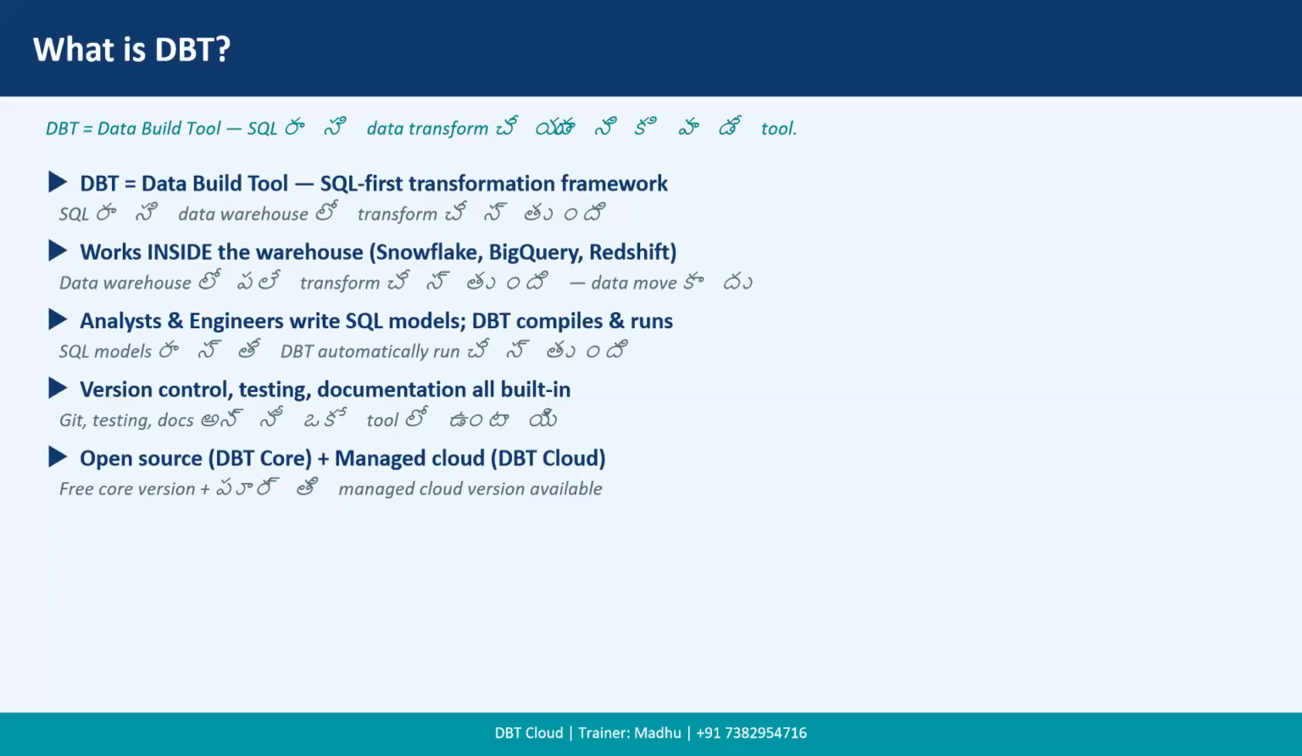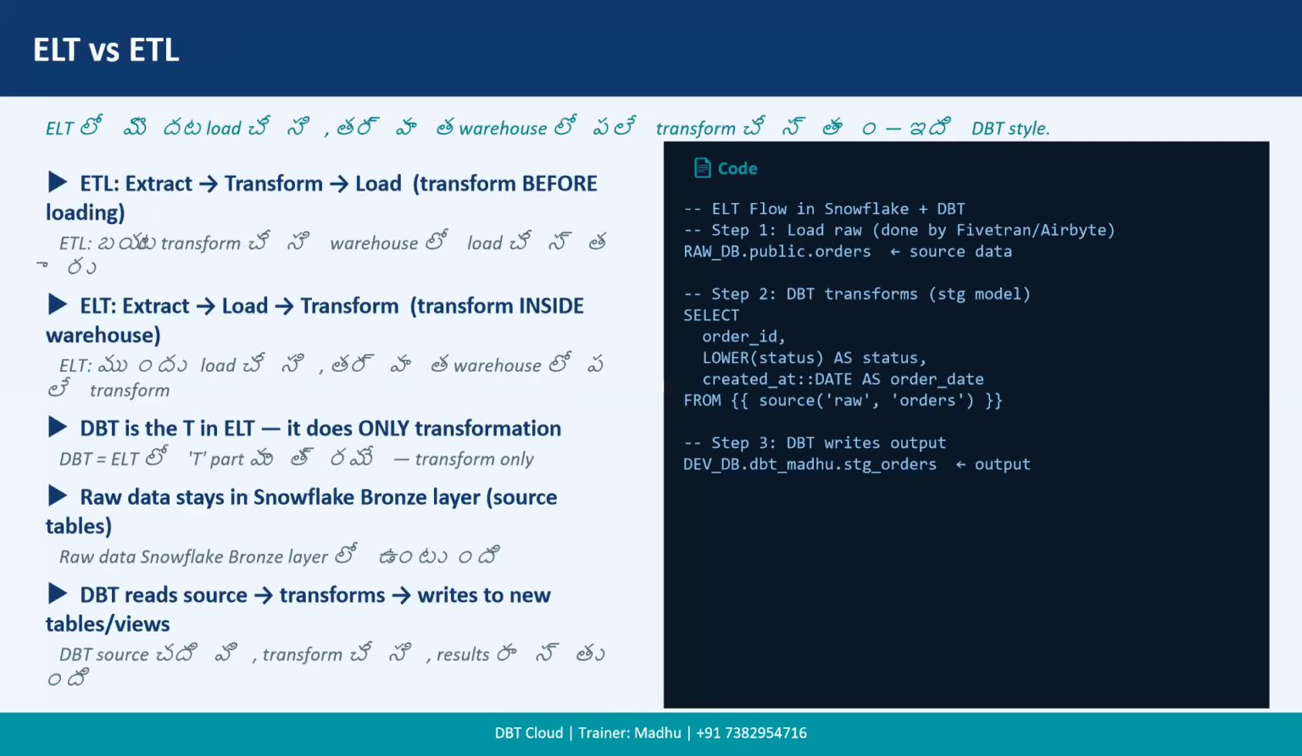So we have ELT versus ETL. ETL means extract, transform, load. So this is transform before loading the data. Before loading, we are doing the transform. Then ELT is extract, load, and transform, so transform inside the warehouse.